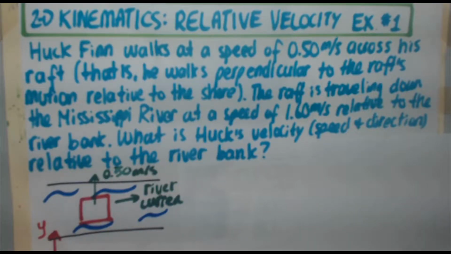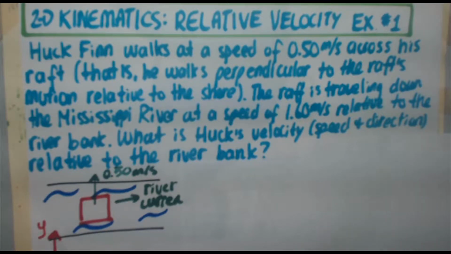Everyone, welcome to another two-dimensional kinematics problem. This one is on relative velocity, example 1. Huck Finn walks at a speed of 0.50 meters per second across his raft. That is, he walks perpendicular to the raft's motion relative to the shore. The raft is traveling down the Mississippi River at a speed of 1.60 meters per second relative to the riverbank. What is Huck's velocity, speed, and direction relative to the riverbank?